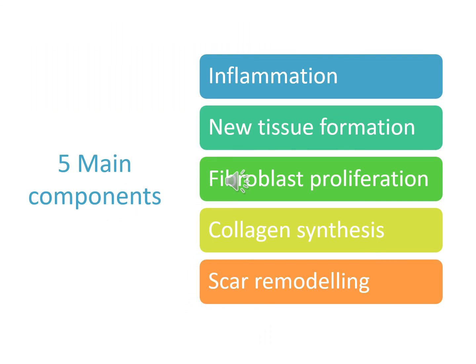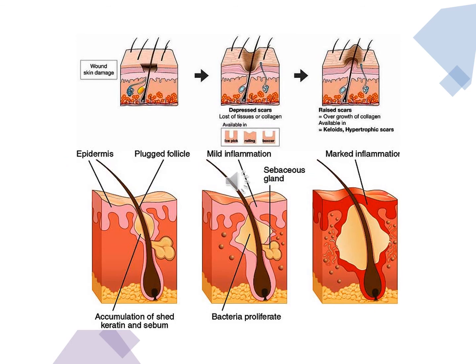To summarize real quick, the five main components of tissue repair: inflammation, new tissue formation, fibroblast proliferation, collagen synthesis, and scar remodeling. You can have a look at this image. In the first one at the very top, we've got a wound that has occurred. It has caused damage to our skin, a depressed scar, so lost tissue or collagen, you can see there. There's a little dip in the skin there.